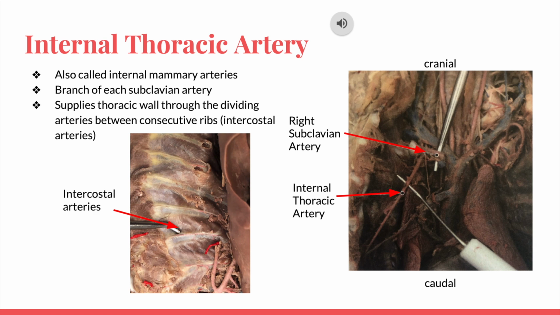As stated earlier, the internal thoracic arteries can also be called the internal mammary arteries. They are each a branch of their respective subclavian arteries and supply the thoracic body wall by dividing into smaller branches, the intercostal arteries. The intercostal arteries are located between the ribs and supply blood to this area.